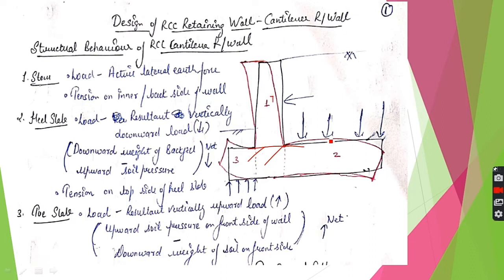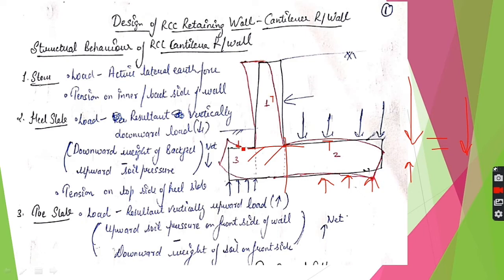In the heel slab, the downward weight is the load acting on the heel slab, plus there is additionally upward soil pressure acting on this heel slab. As this value will be more than this value, the resultant will also be downward. So the load on heel slab is the resultant vertically downward load, and this is the fixed end and this is the free end, hence it deflects like this due to this downward load, and hence the tension is on the upper face.